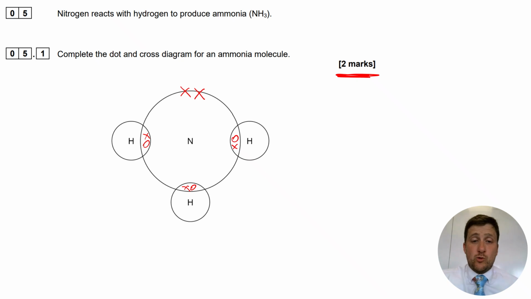So from a mark point of view, it's looking for that pair of electrons in each of those overlapping circles, and then your extra pair of electrons at the top. I've done crosses. You could do dots. They're equally as acceptable.